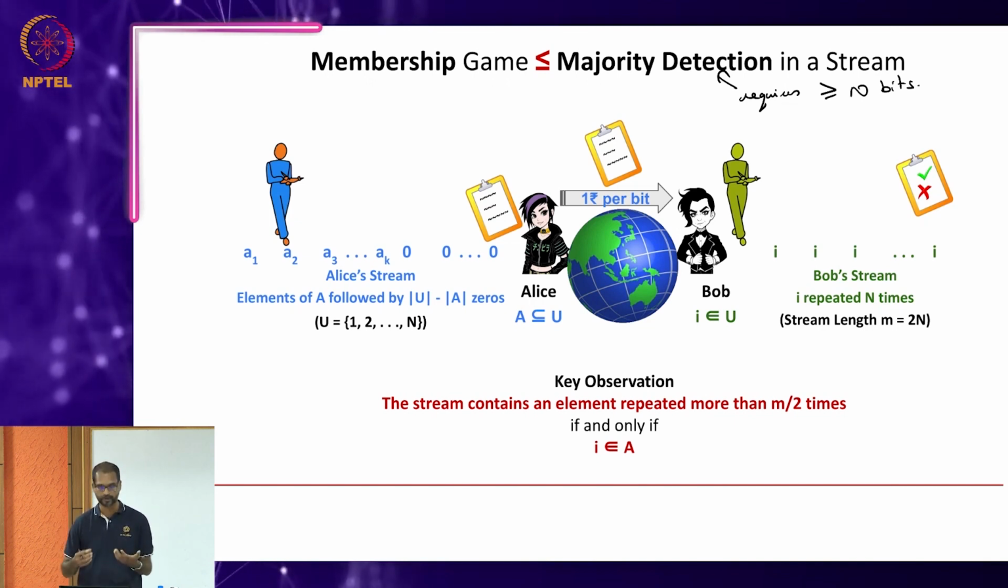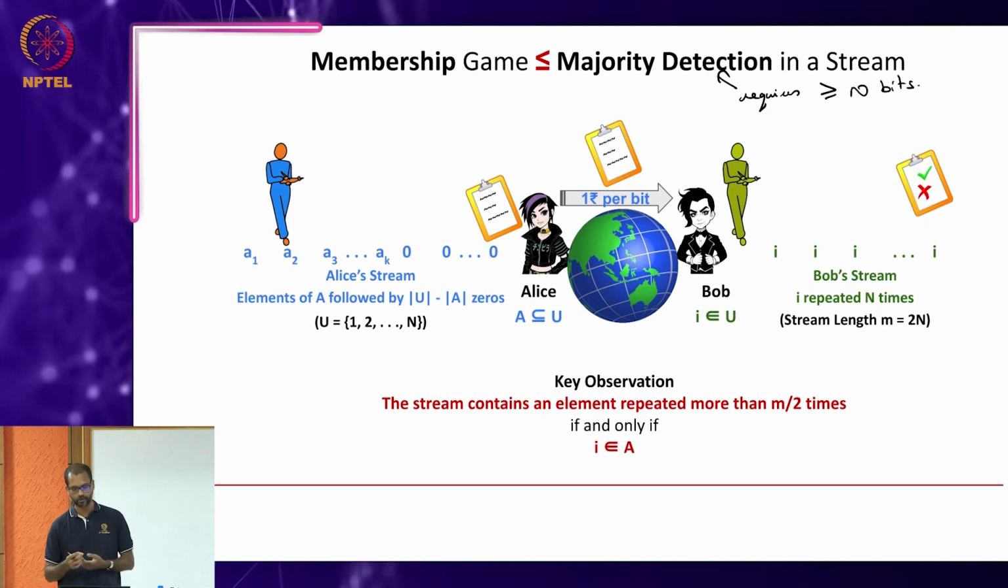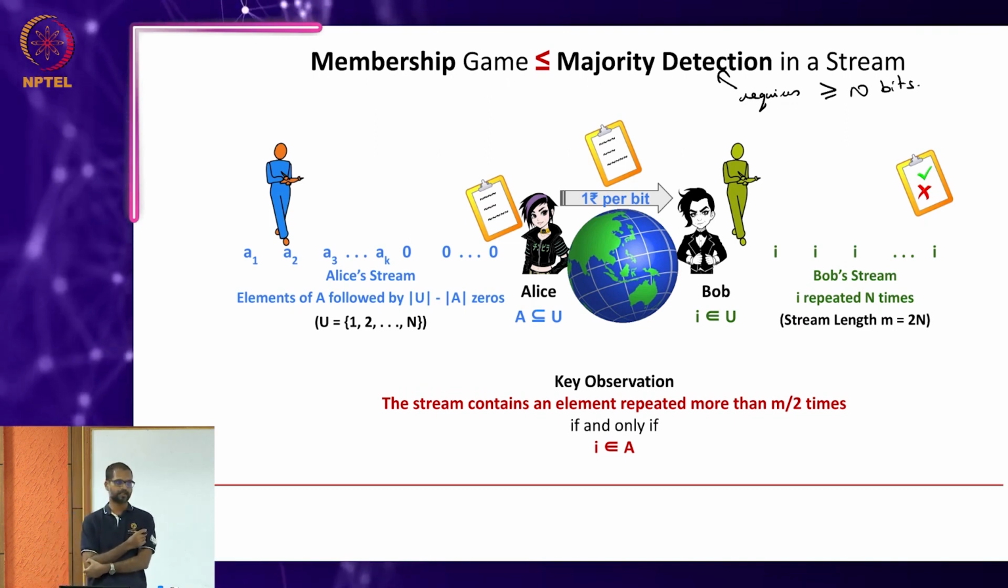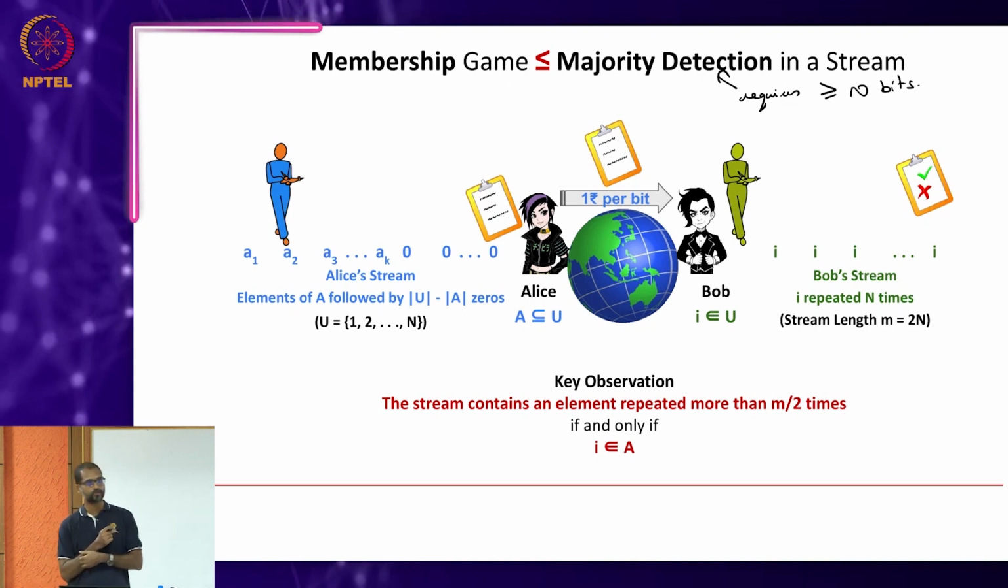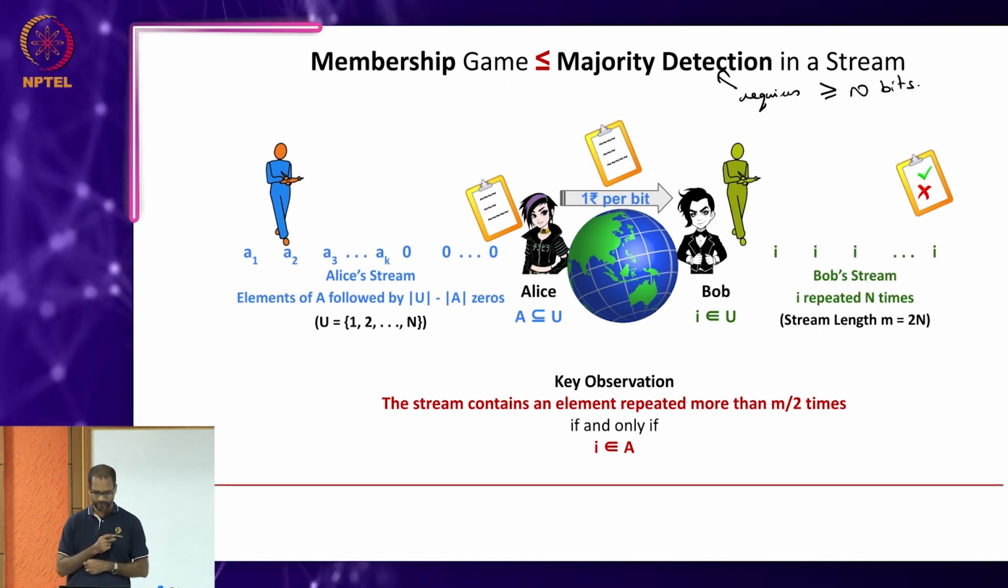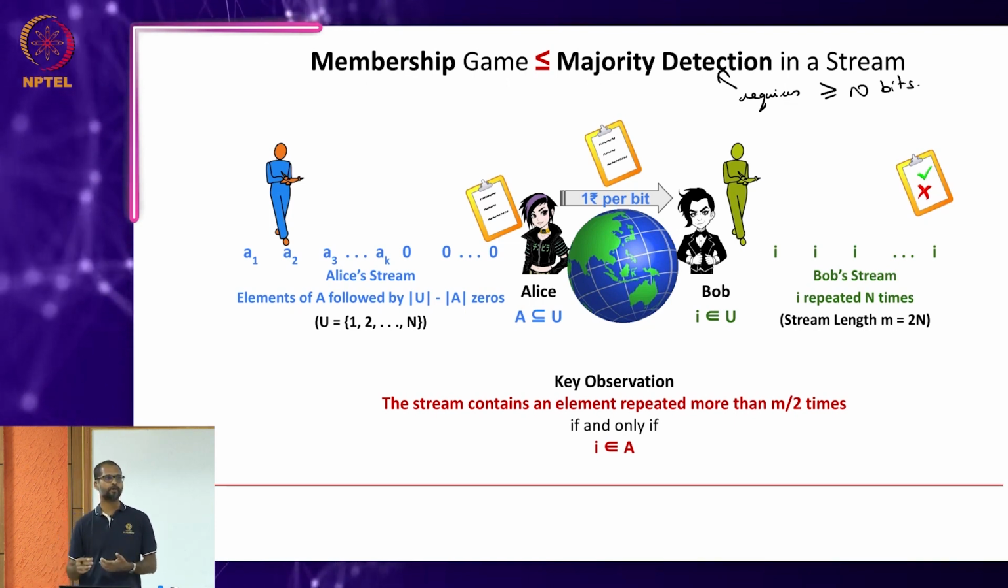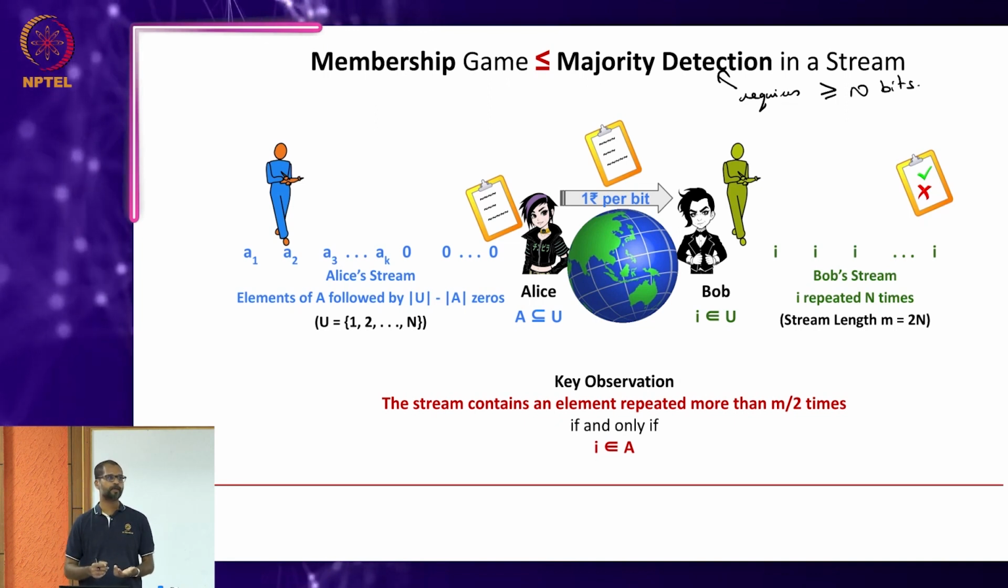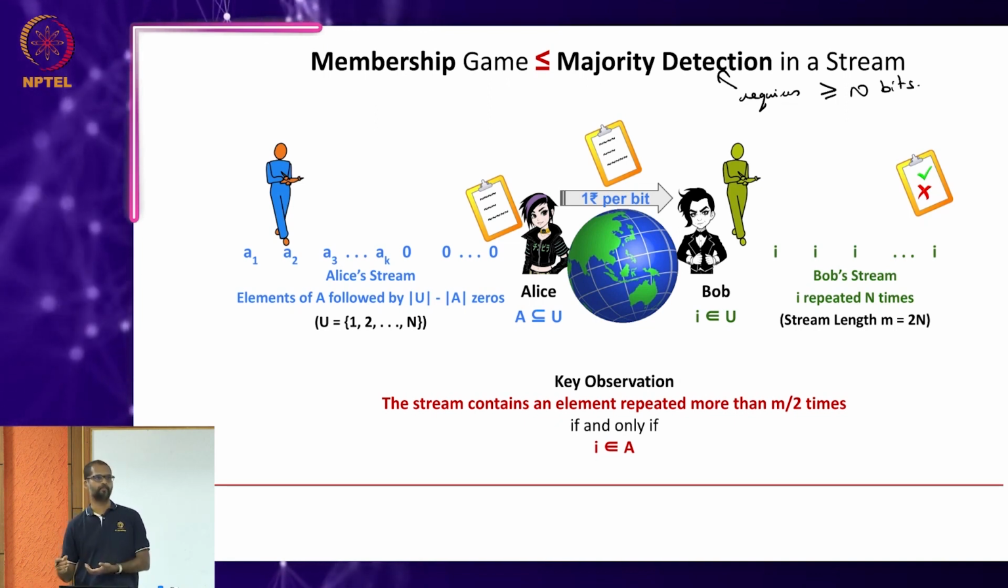So here the assumption is the following. Suppose you could solve the majority detection in a streaming setting using fewer than capital N bits, then Alice and Bob could solve the membership problem by communicating fewer than n bits, right?